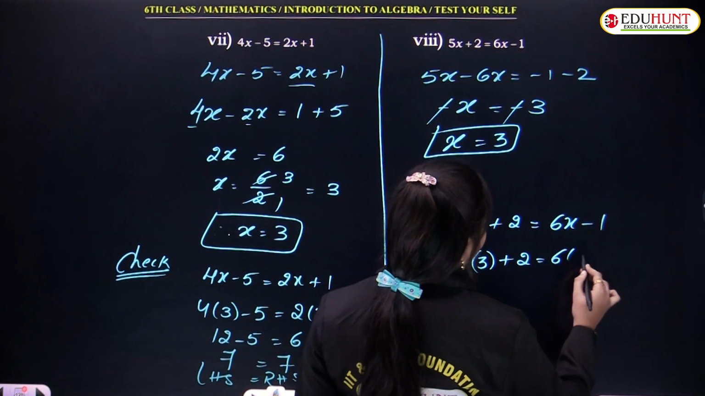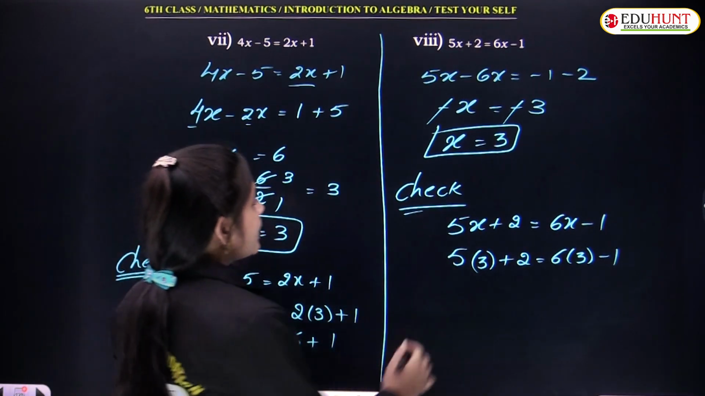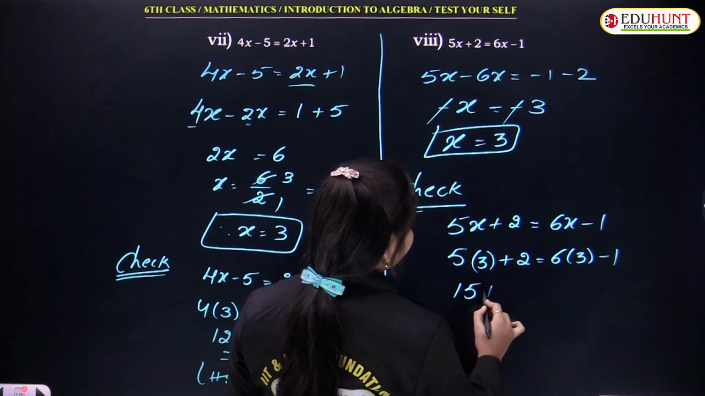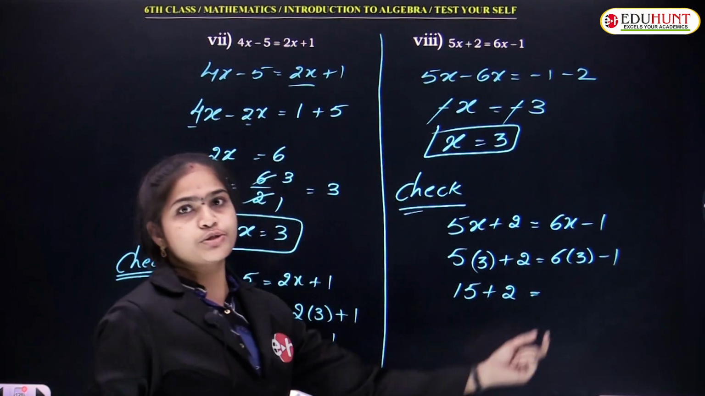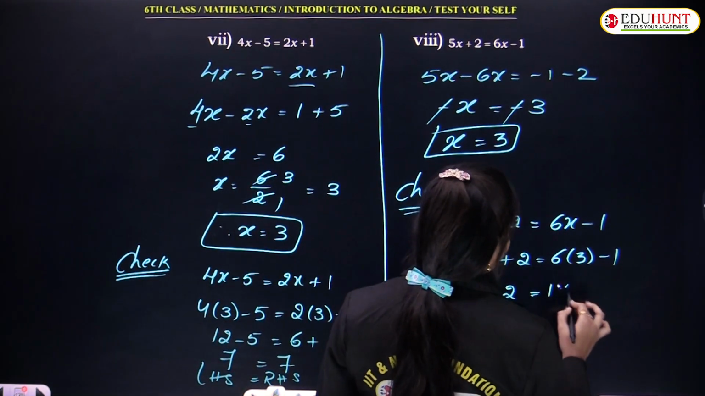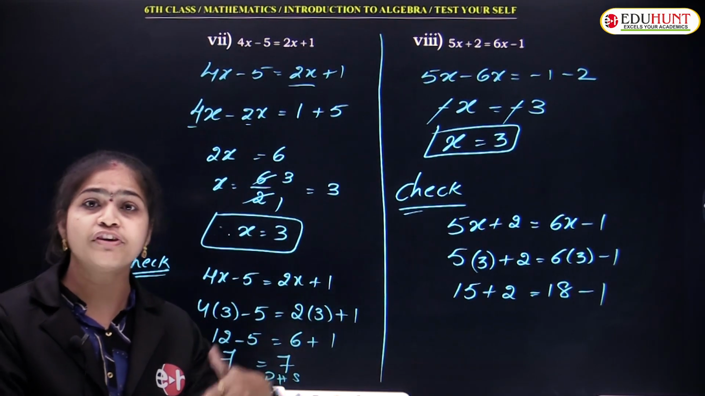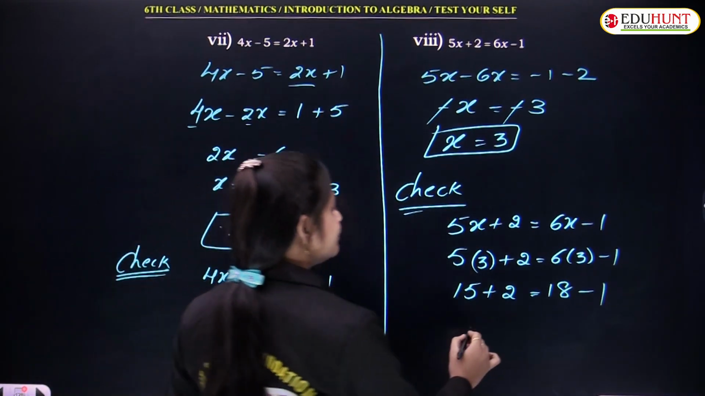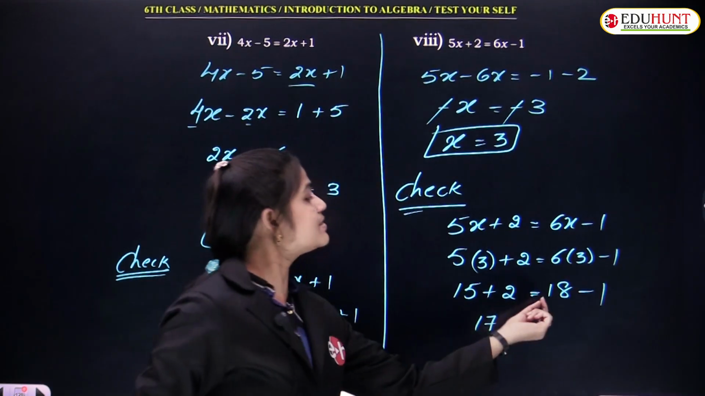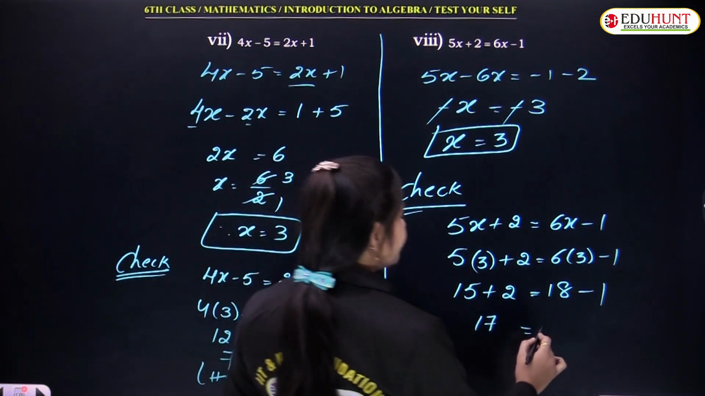Then here 6 into 3 minus 1. Clear? Yes. Now here 5 threes are 15 plus 2, which is equal to here 6 times 3. 6 threes are 18 minus 1. Then what value did we get here? 15 plus 2 means 17 here. And in the same way here 18 minus 1. 18 minus 1 is equal to 17.